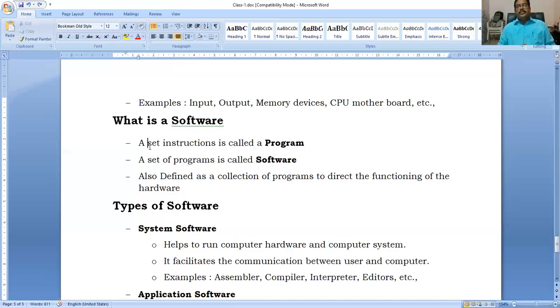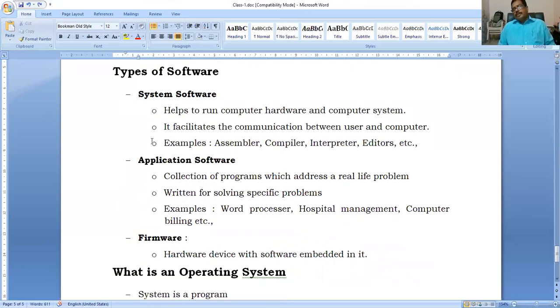Software is a combination of programs. A set of programs is nothing but software. A program is a set of instructions. An instruction is going to perform a task. The combination of instructions is a program, and the combination of programs is the software. And how many types of software are available? Here we represent three types of software: system software, application software, and firmware.